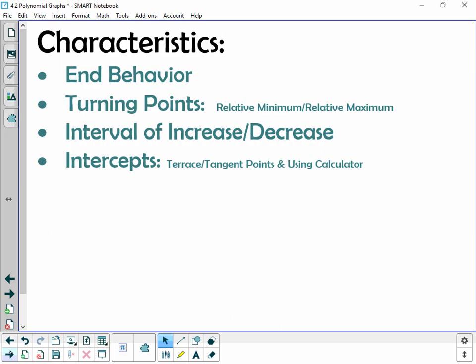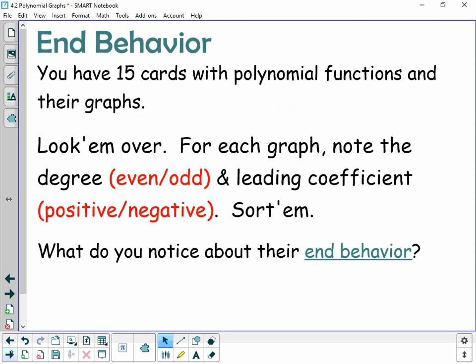So we're going to go through some characteristics, or different things we might be interested in with our polynomial functions. Most of these we have talked about before, either in specific cases of radical functions or with functions in general, but today we're going to be limiting ourselves just to polynomial functions and how each of these characteristics applies to them. So the first one I want to talk about is end behavior.